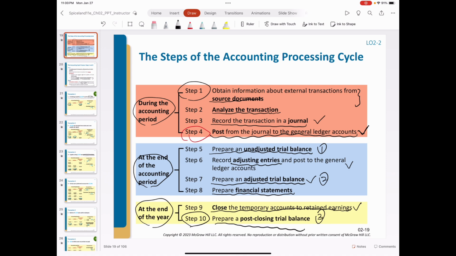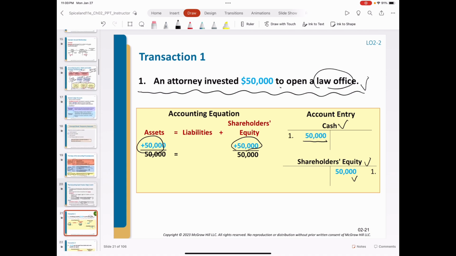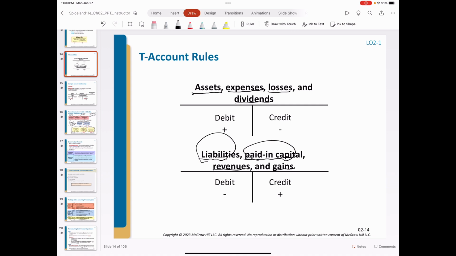So in this section, I also introduce debit and credit. Debit and credit, they are not equivalent to increase and decrease because it depends on what accounts they apply to. So you should memorize these rules.